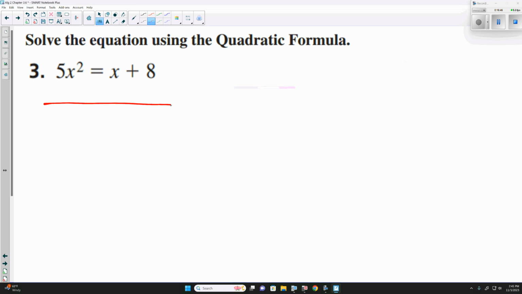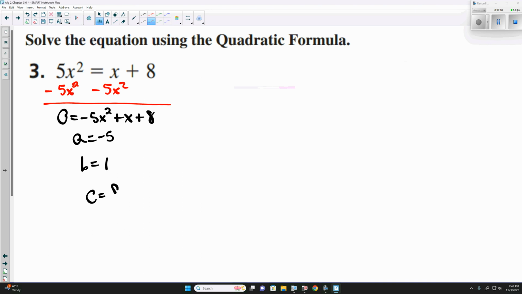We just need to get it equal to 0, so we can subtract 5x squared from both sides, which tells us 0 is equal to negative 5x squared plus x plus 8. So a is negative 5, b is 1, c is 8.